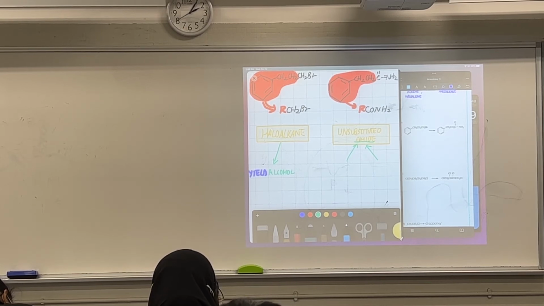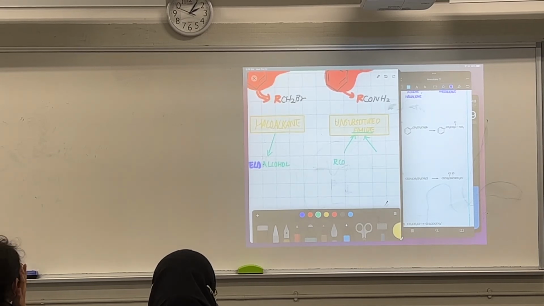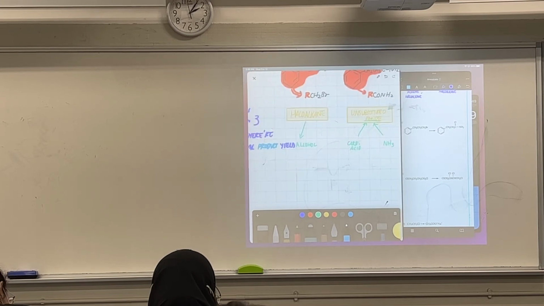Carboxylic acid and... I don't remember, ammonia. So it's RCOOH, carboxylic acid, and ammonia. What's the formula of ammonia? NH3. Okay, actually, at this point, I want to remind you of something.